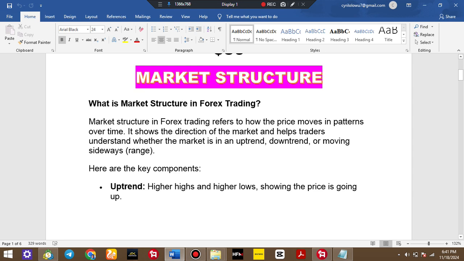Now, the first question is, what is market structure? Market structure in forex trading refers to how the price moves in pattern over time. It shows the direction of the market and helps traders understand whether the market is in an uptrend, downtrend, or moving sideways. Now, in the forex market, price moves in three directions. This direction that price moves will determine if you are going to be making entry or not.